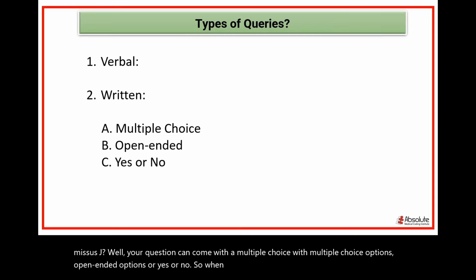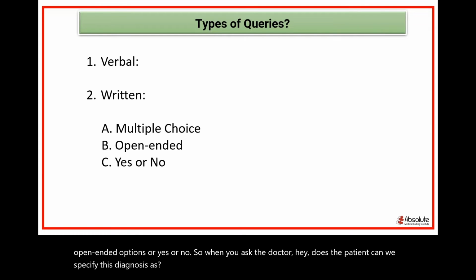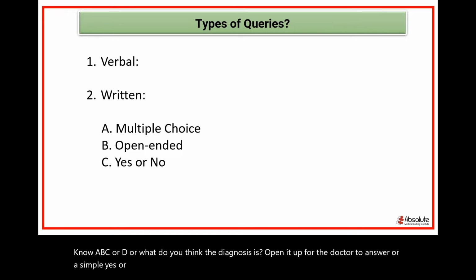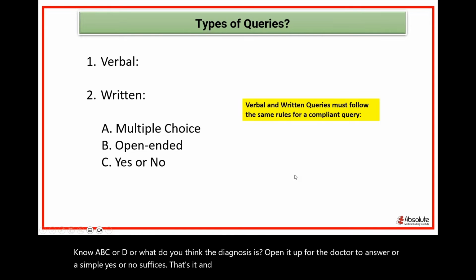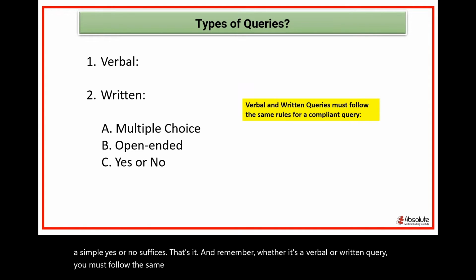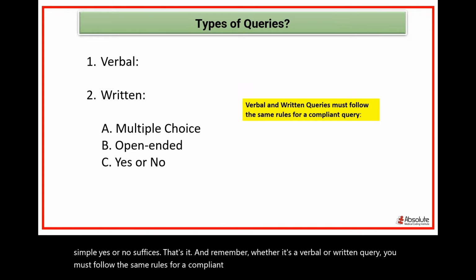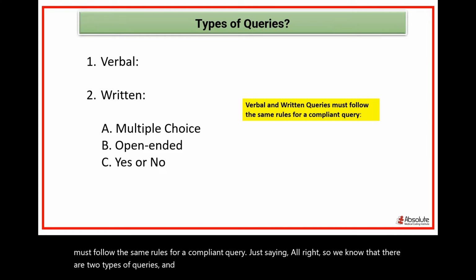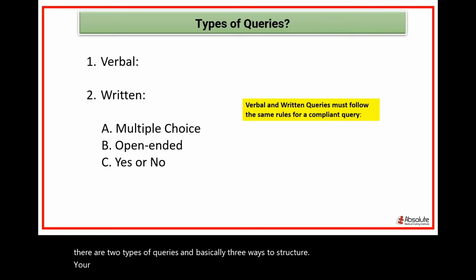So when you ask the doctor, hey, can we specify this diagnosis as A, B, C, or D? Or what do you think the diagnosis is? Open it up for the doctor to answer, or a simple yes or no suffices. That's it. And remember, whether it's a verbal or a written query, you must follow the same rules for a compliant query. Just saying. All right, so we know that there are two types of queries and basically three ways to structure your query. Now, when to query?